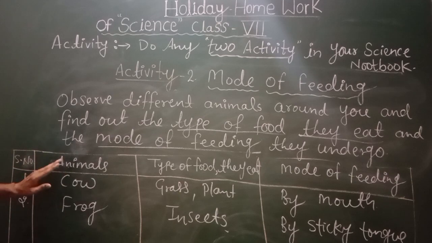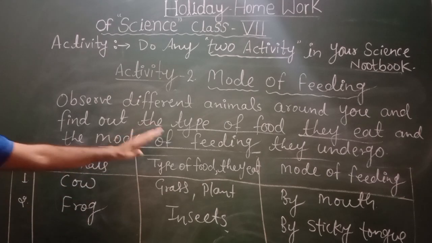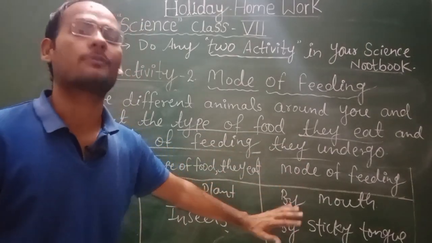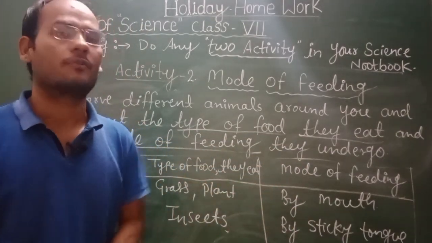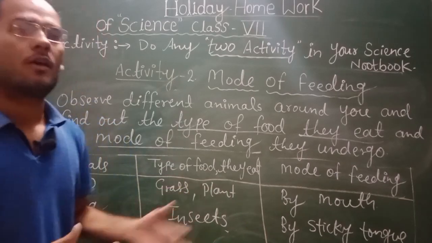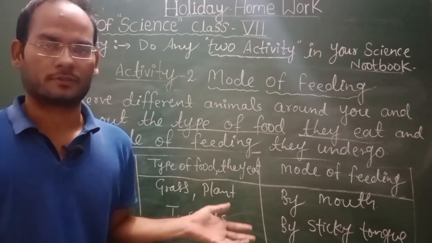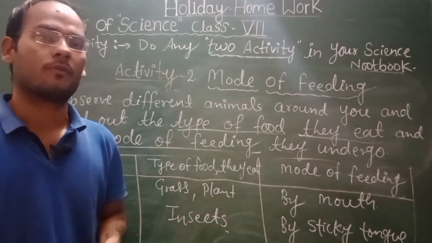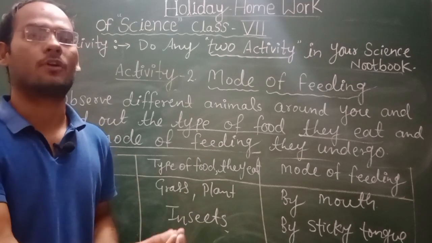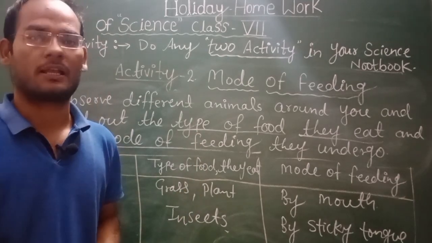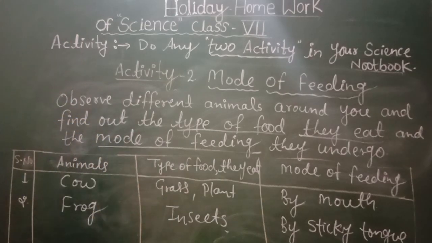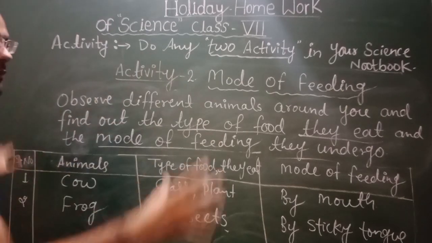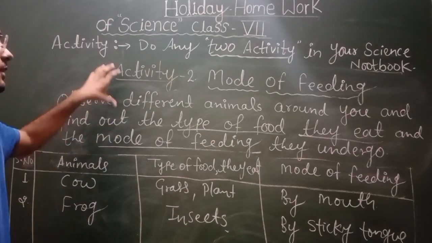So write down these animals and their type of food, and then their way of taking food, how they take the food. Like humans, for example, you can take humans. What type of food do they eat? All types of food, plant food and animal food, they generally take. And how they take the food: with the help of hand they take food and put it into the mouth, and by this way they take the food. Clear? So now I hope you will understand this type of activity.